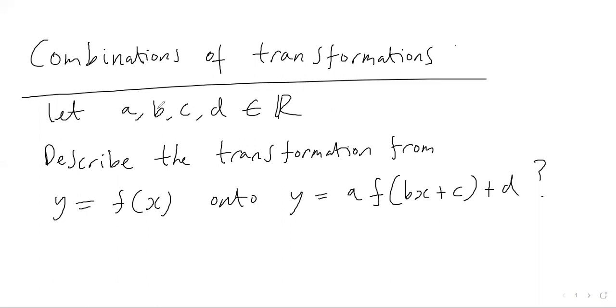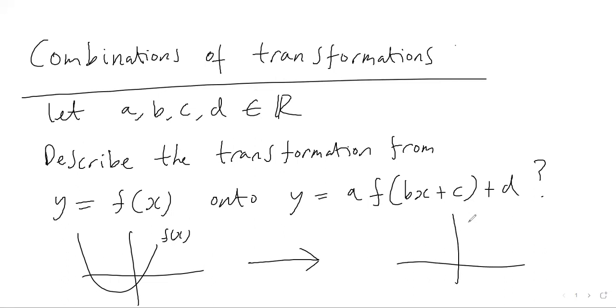So let's say we've got four real numbers here, a, b, c, d. How could we describe the transformation that maps the graph y equals f of x onto a graph y equals a times f of bx plus c, plus d? How could we describe the transformation that maps perhaps a graph like this? Let's just call this f of x. And how could we describe the transformation mapping it onto this new graph, whatever that may be, something like that maybe? How would we describe this in words?